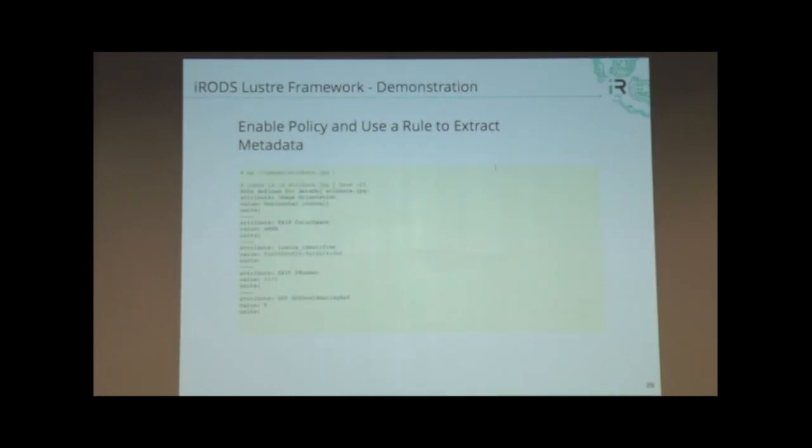And then I copied a JPEG file into iRODS, and then I did an imeta ls command to look at some of the metadata that was in iRODS. So you have some image metadata information, and the Lustre identifier as well. And that's it.